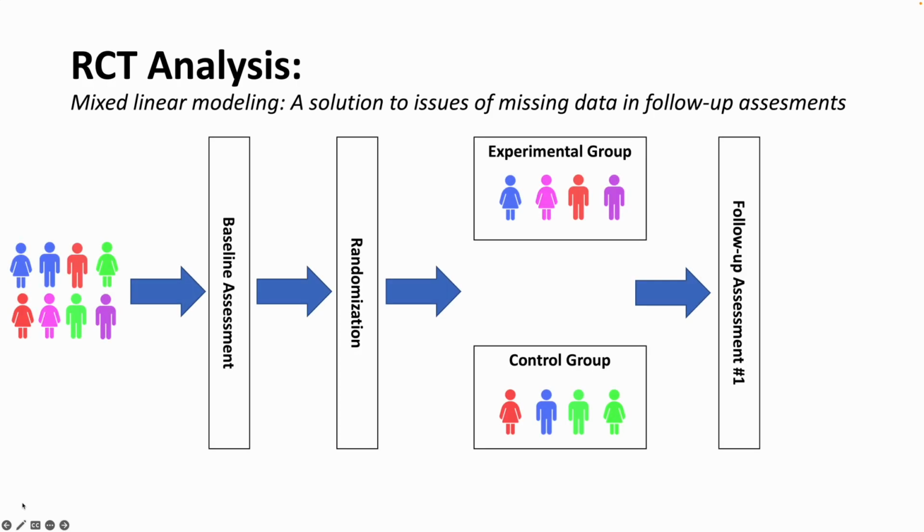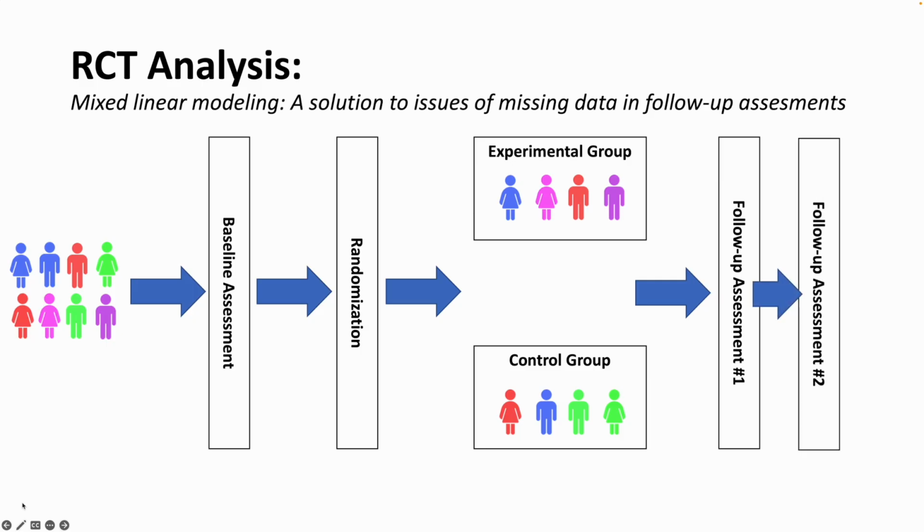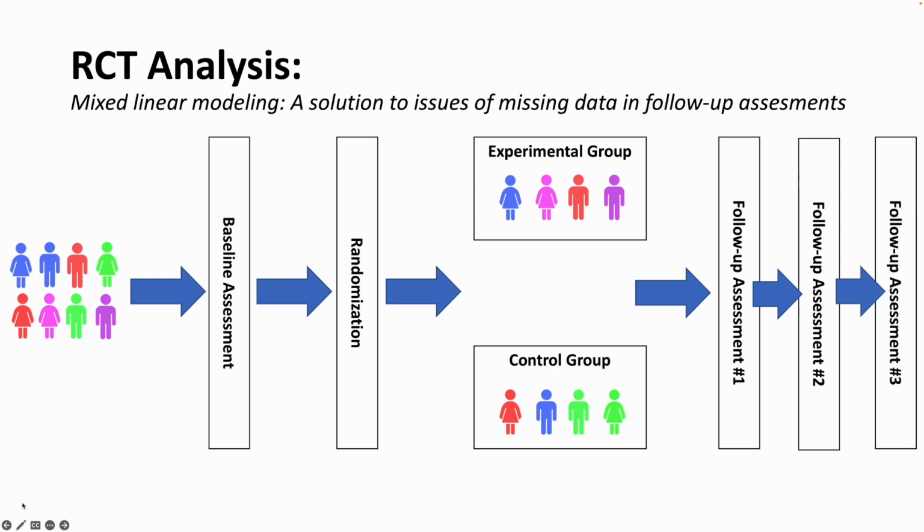Now, in linear mixed modeling, we take that same sort of design, but we have multiple follow-up assessments now. This solves the issue of missing data because with linear mixed modeling, we are now using something called maximum likelihood estimation, which allows us to estimate individuals who are missing across different time points in order to still include them in terms of our group means.